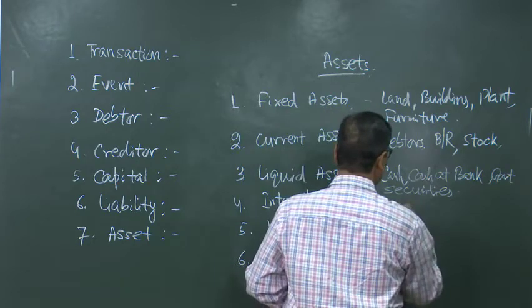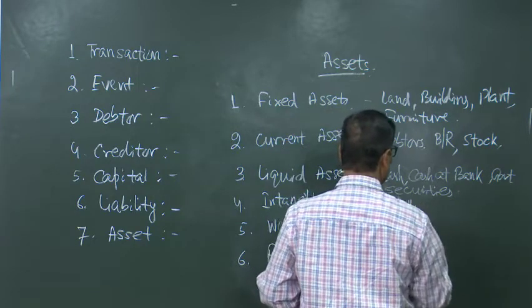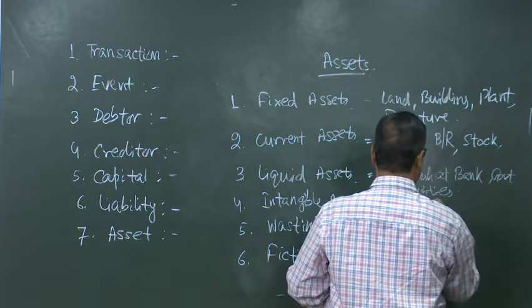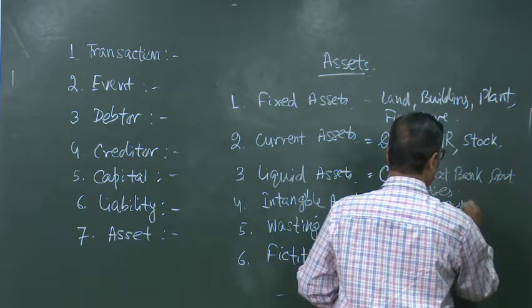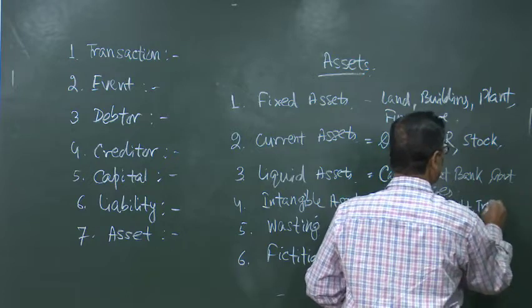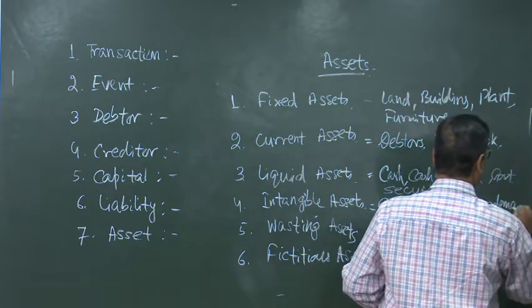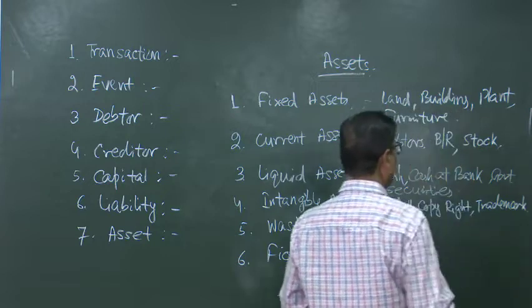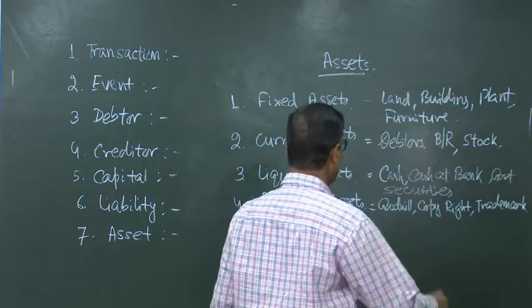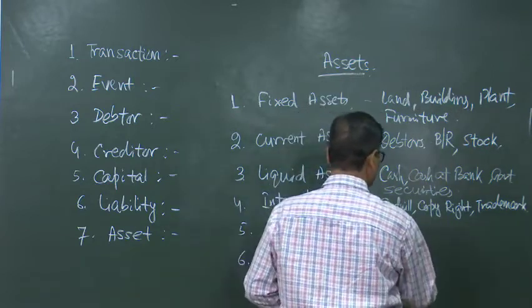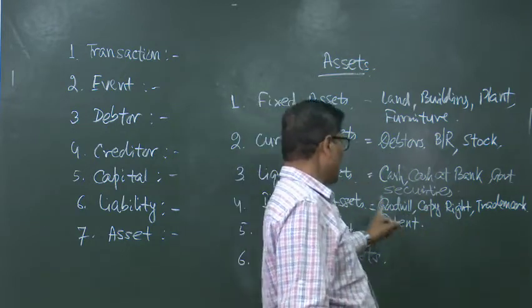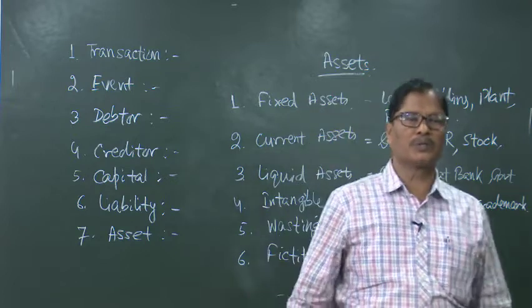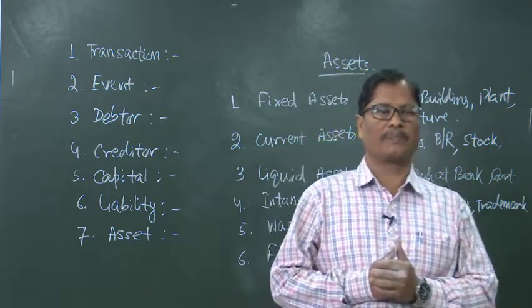One is goodwill, copyright, trademark, and patents. Goodwill refers to the good reputation of a firm.